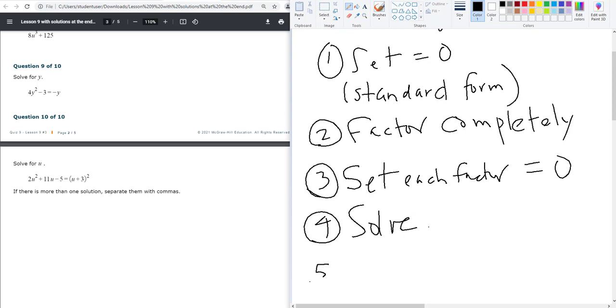There'd be 2 small 1 or 2 step equations. Now, I'm going to add in a 5, which is not mandatory, but especially on a test, check them in the original equation and make sure they work. So set it equal to 0, make sure it's in standard form, factor it, set your factors to 0, solve each new equation, and check.